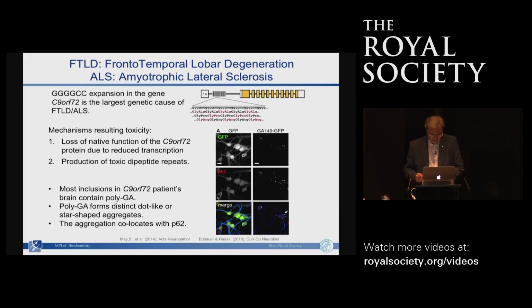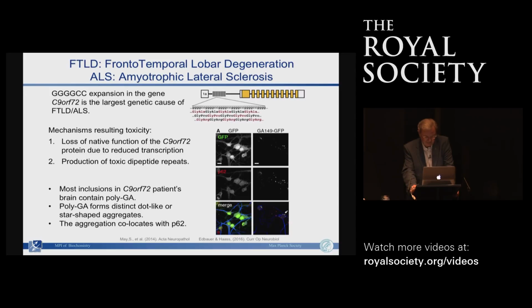A second system I want to describe briefly, and that brings us back to proteasomes, is aggregates formed in the context of these two diseases, FTLD or ALS. The cause of the disease is a repetitive hexanucleotide expansion in the gene.